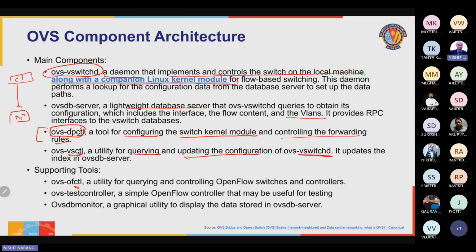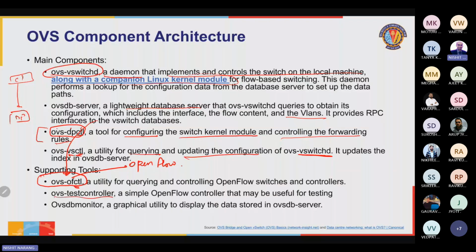Then there are other supporting tools. This is a key one: the OF here stands for OpenFlow, so this is an OpenFlow control tool. It's a utility used for querying and controlling OpenFlow-compliant switches. So this is the interface towards the SDN controller. The SDN controller will send its OpenFlow commands, ovs-ofctl will receive them and then use the other internal applications to configure them in the DB server. And if any changes are to be made in ovs-vswitchd, this is what does it.